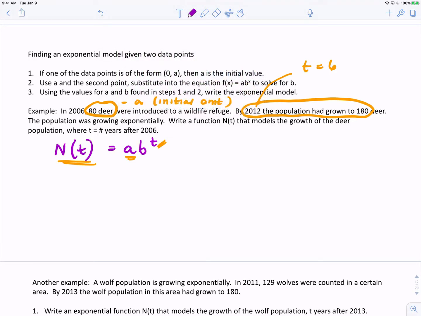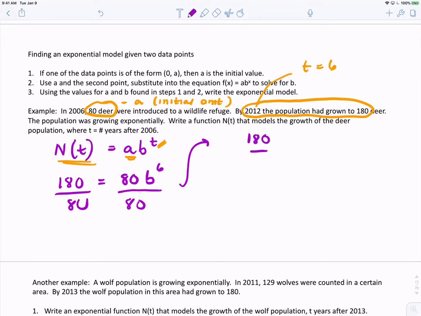So our second data point was 180 deer equals our initial amount, 80 deer. We don't know b, that's what we're trying to solve for, but that growth took place over a 6-year period. And so now we have an equation that will allow us to solve for b. We'll begin by dividing both sides of the equation by 80. That tells us that 180 divided by 80 is equal to b to the 6th. And to solve for b, we would take the 6th root of each side, or in other words, raise both sides of this equation to the 1/6 power, which you can do on your calculator.